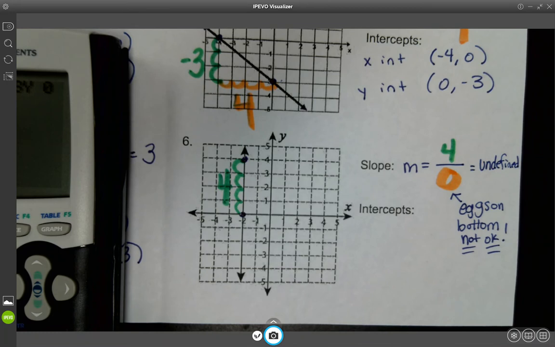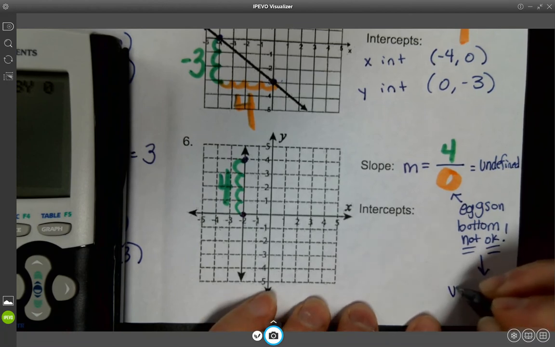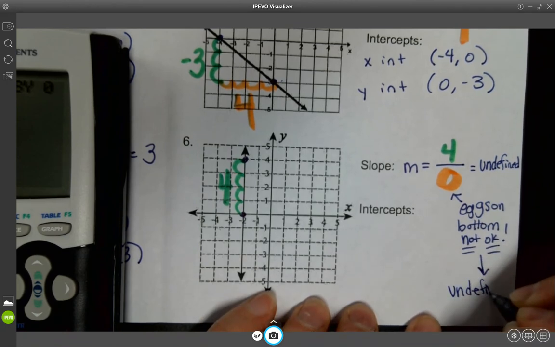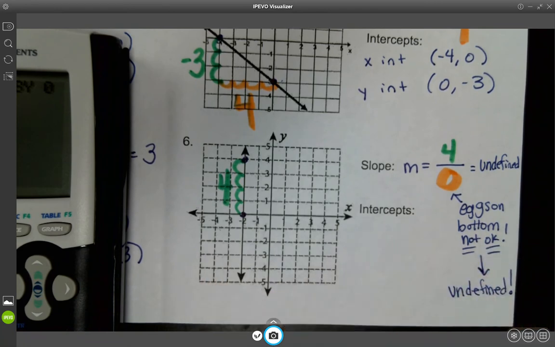So if you get an error in your calculator, make sure you read what the error says. It'll tell you what's wrong with it. And it'll also say go to. You could go to where the error was. So not okay means undefined. I already wrote undefined up there, but eggs on bottom is not okay. A denominator of 0 is not okay.